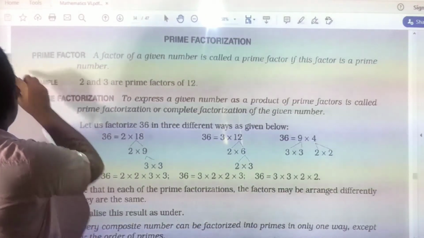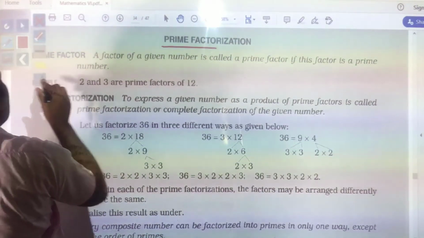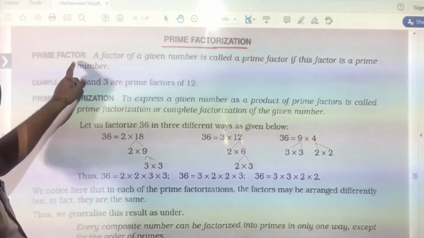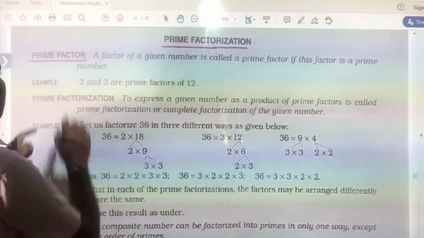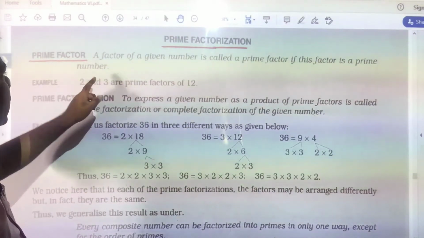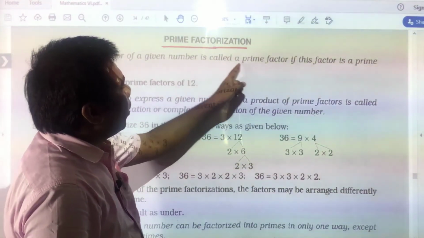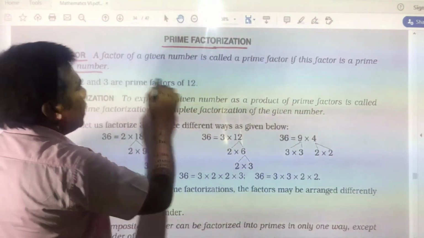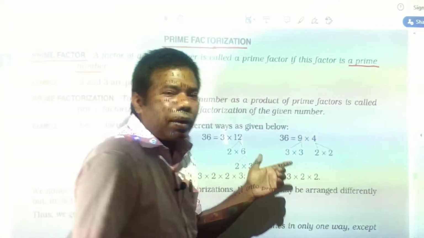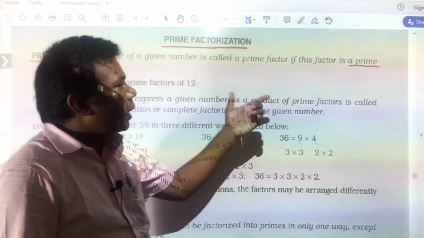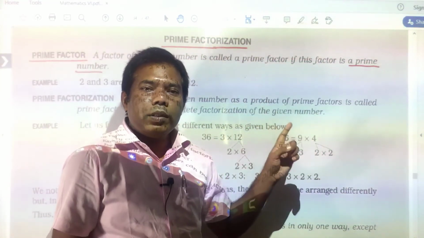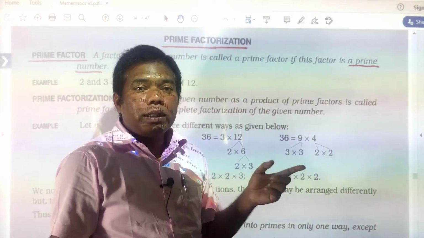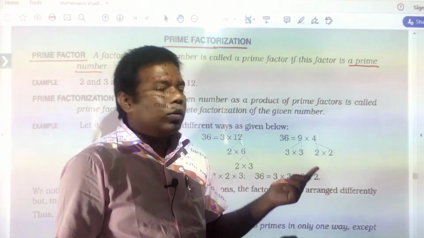Here you have prime factorization. First of all you need to understand prime factor. A factor of a given number is called a prime factor if this factor is a prime number. In the same chapter you have already learned what are prime numbers and composite numbers. Prime numbers are the numbers which have only two factors, 1 and itself. Composite numbers are the numbers which have more than two factors.